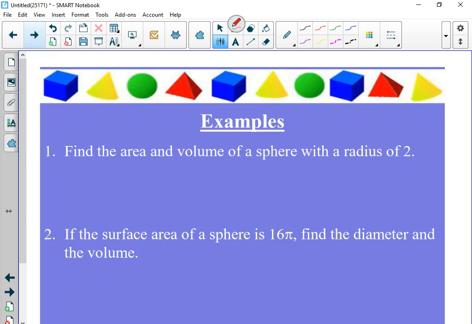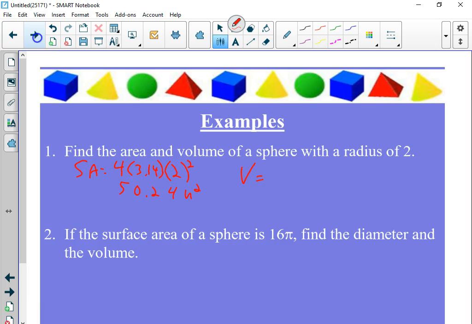So, find the area and volume of a sphere with a radius of 2. So, and it's the surface area, obviously. So, surface area, again, is 4 times 3.14 times the radius squared. So, 2 squared is 4, times 4 is 16, 16 times 3.14, and we end up with 50.24 just units squared.